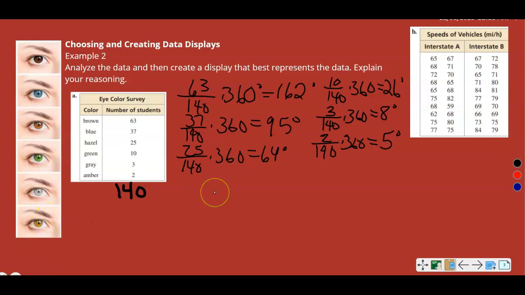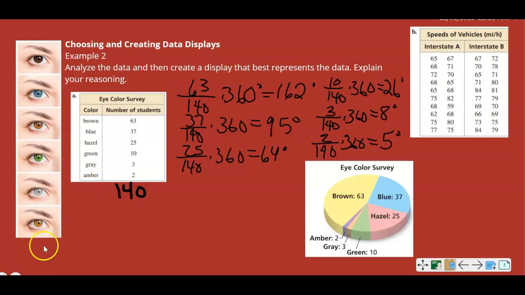So now you can take a protractor and you can draw angles around to measure 162, 95, etc. So the first thing I would do is start with drawing a circle. Then you can make the lines inside the circle that represent which portion of the circle represents brown, blue, hazel, etc. And then you label them from there. And again, I'm going to cheat a little bit, and I'm going to get this nice pretty graph that's already been drawn for me to represent that data.